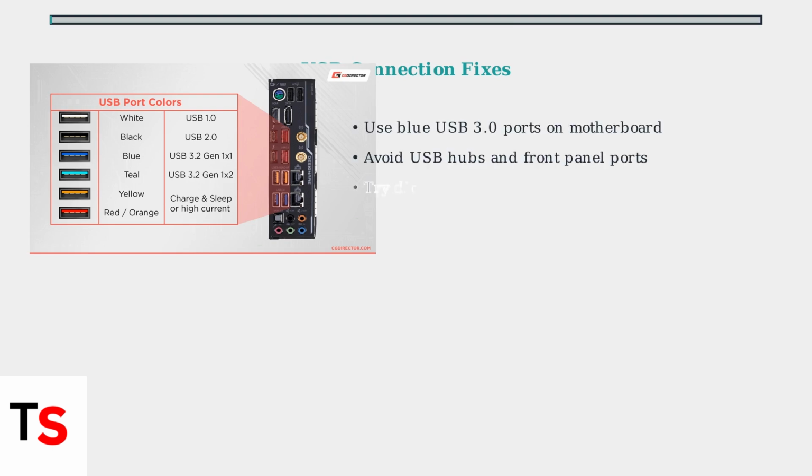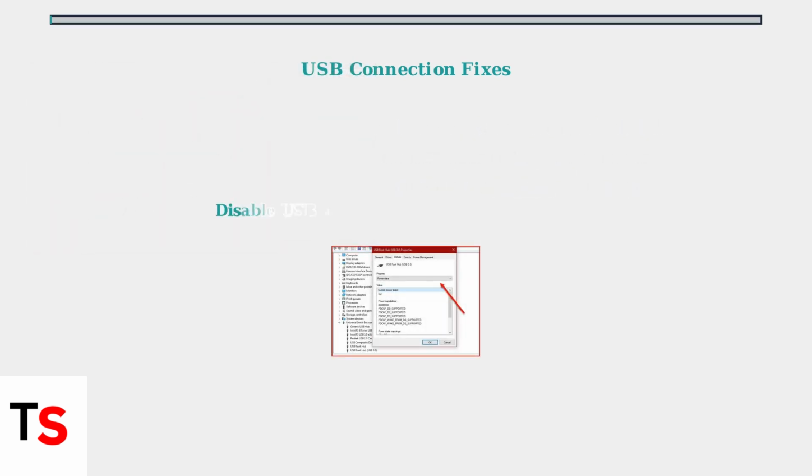Use USB 3.0 ports directly on your motherboard. These are typically blue-colored. Avoid USB hubs and front panel ports, which can cause power delivery issues. Next, disable USB power saving settings in Windows Device Manager. This prevents Windows from turning off USB ports to save power.